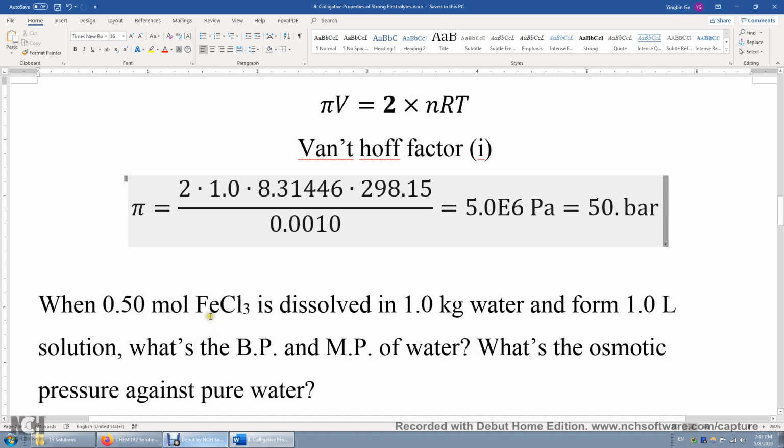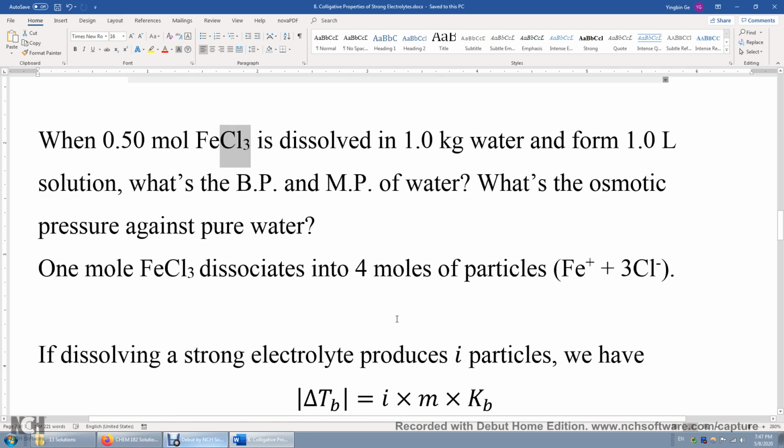Because again, 1 mole sodium chloride creates 2 moles of ions, and 0.5 moles of iron chloride also creates 2 moles of ions. We don't care about the nature, the type of the ions. We just care about the numbers. 0.5 moles of this ionic compound will produce 0.5 moles of this iron and also 1.5 moles of chloride. So together 2 moles of particles. Exactly the same as the number of particles produced by dissolving 1 mole sodium chloride in the same amount of water. Alright, so really it's the same result.